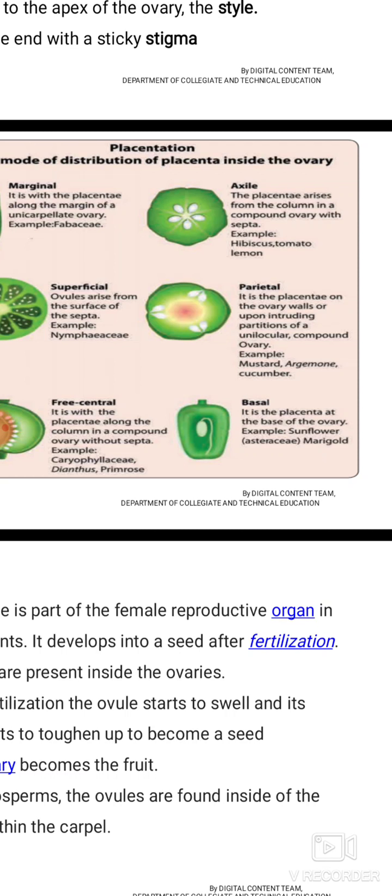Basal placentation, in this the ovule is present at the basal portion. The best example is sunflower. Free central, here the ovules are arranged towards the center. Example, Caryophyllaceae members. Coming to the next one, superficial. Here the ovules arise from the surface of the septa. The best example is Nymphaeaceae members.